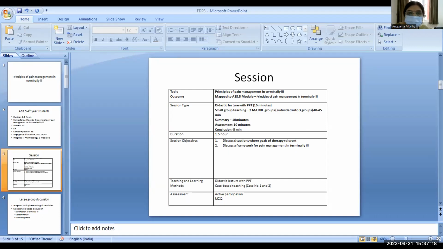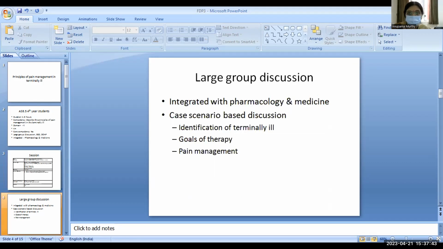Session objectives are to discuss the situations where the goals of therapy are relevant and to discuss a framework for pain management in terminally ill. So for teaching and learning methods, we can use didactic lecture with PPT as well as case-based teaching, which we can take to the wards and also demonstrate the cases in various scenarios. Assessment is by active participation through checklist and MCQ, and this again can be through the case-based scenario.